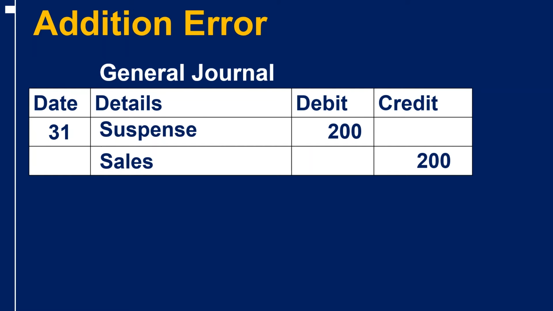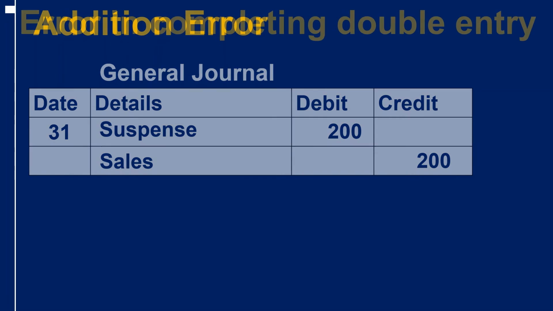When correcting this error, we should credit the sales account with 200 Namibian dollars. The suspense account will be debited, therefore replacing the other account which was recorded correctly, which could be either cash, bank or debtor.